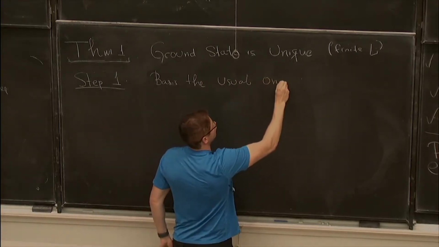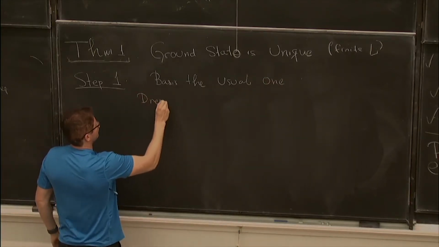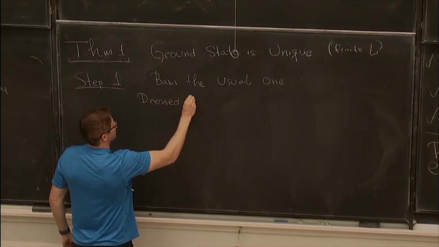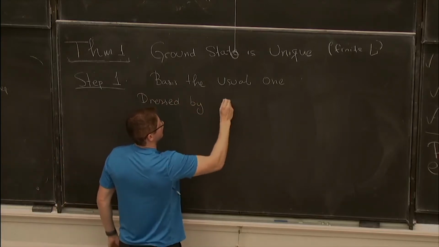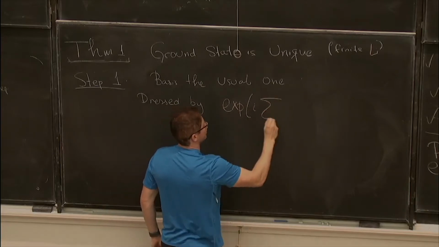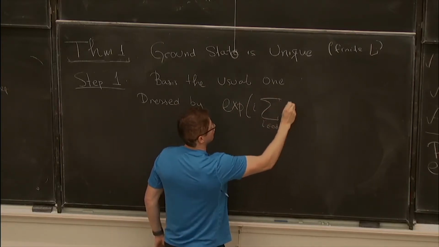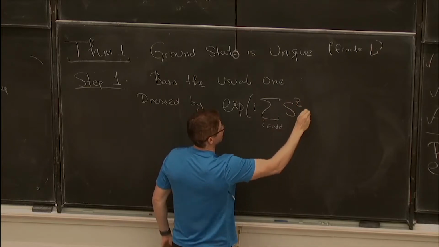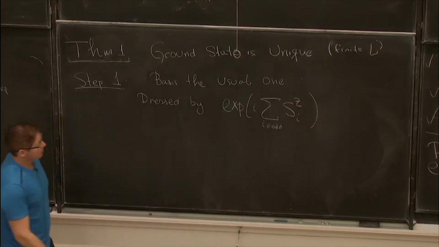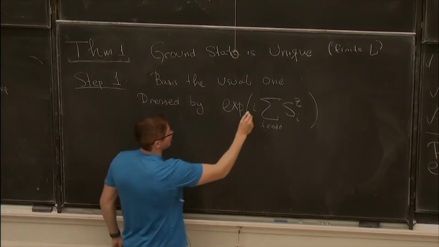But we need to dress it with funny phase factors. So we need to dress it by an exponential of i pi times the sum over the odd lattice sites of S^z_i. So let me just give you an example of what that means.